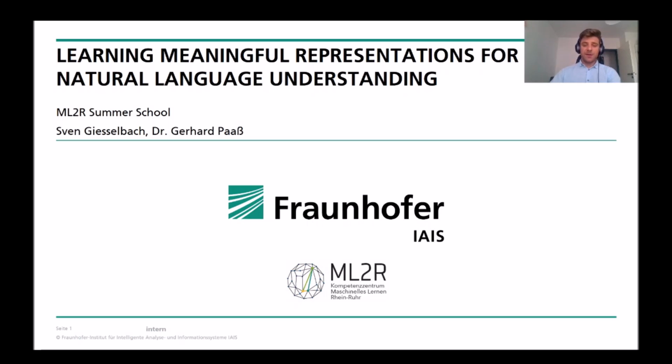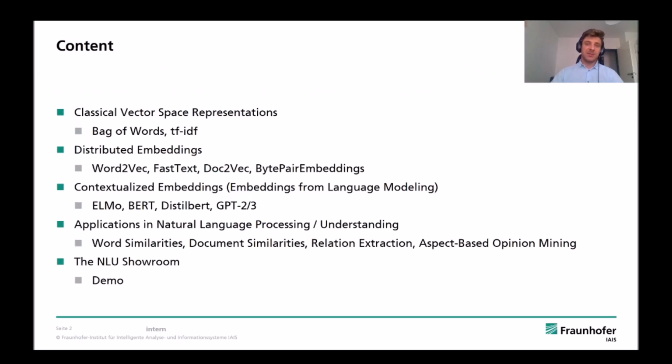We are going to start off with classical approaches to text representations, such as the bag-of-words representation and TF-IDF vector representation. Then we're going to look into distributed embeddings, such as Word2Vec, which is the most prominent distributed embedding approach. Word2Vec was introduced in 2013 and has revolutionized natural language processing and understanding. Together with neural networks, Word2Vec has improved the state of the art in almost every natural language processing and natural language understanding task.